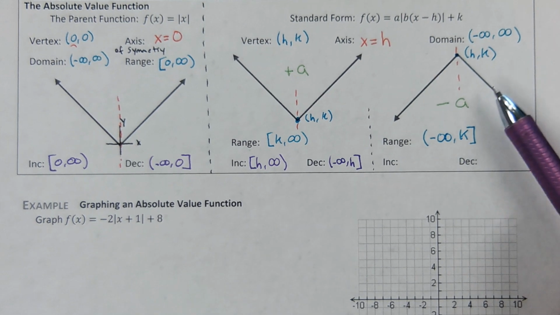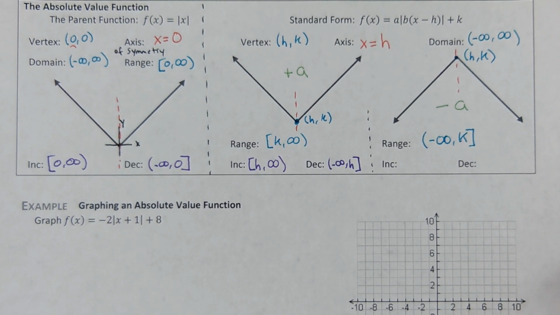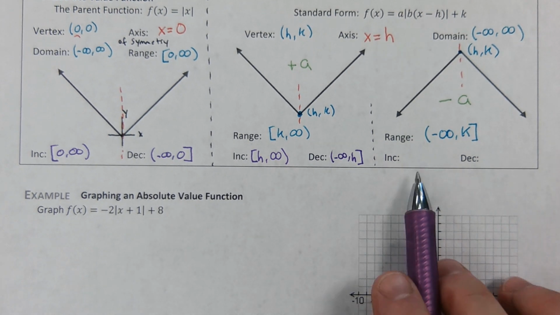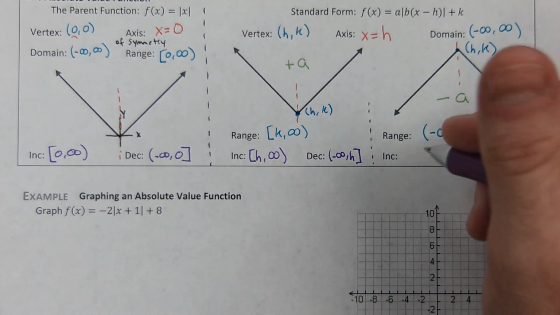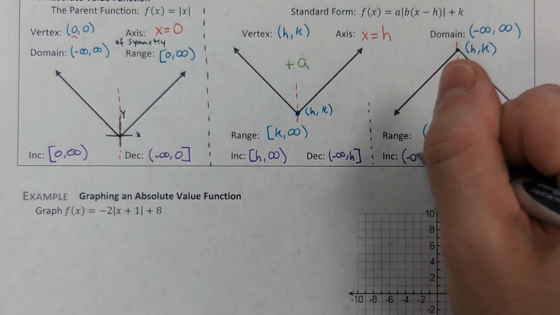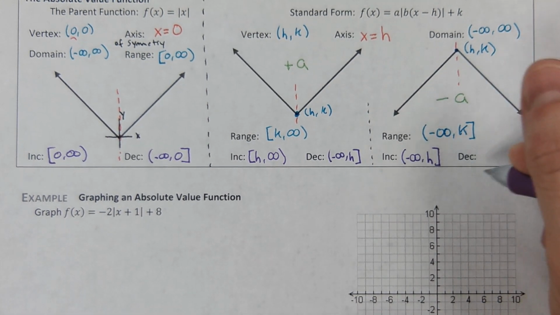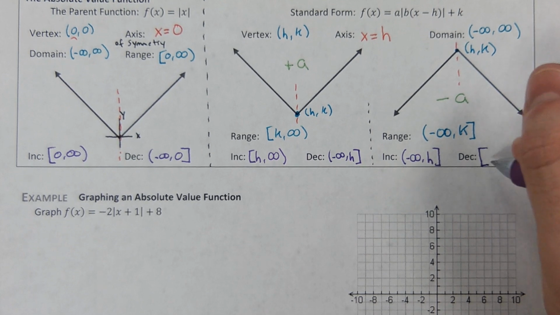But for this one, it's upside down. It actually increases to the left of the vertex, which is nice because now I can write these things in what feels like the correct order. So you say from negative infinity up to h, I'm increasing, and then I'm decreasing after h.